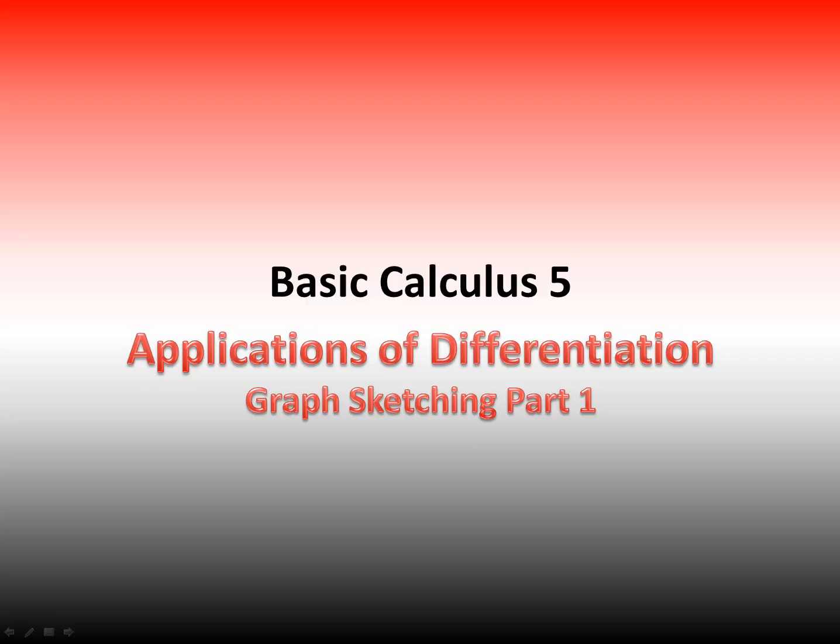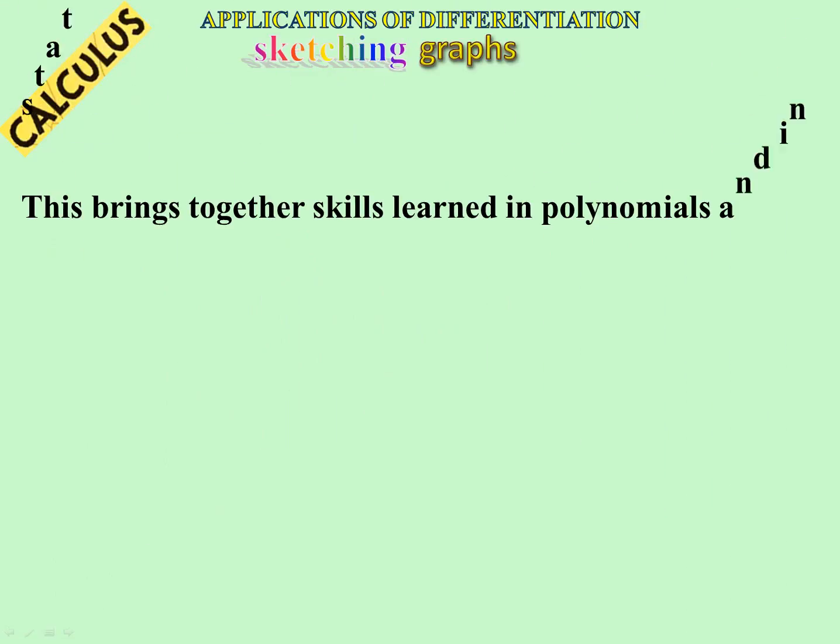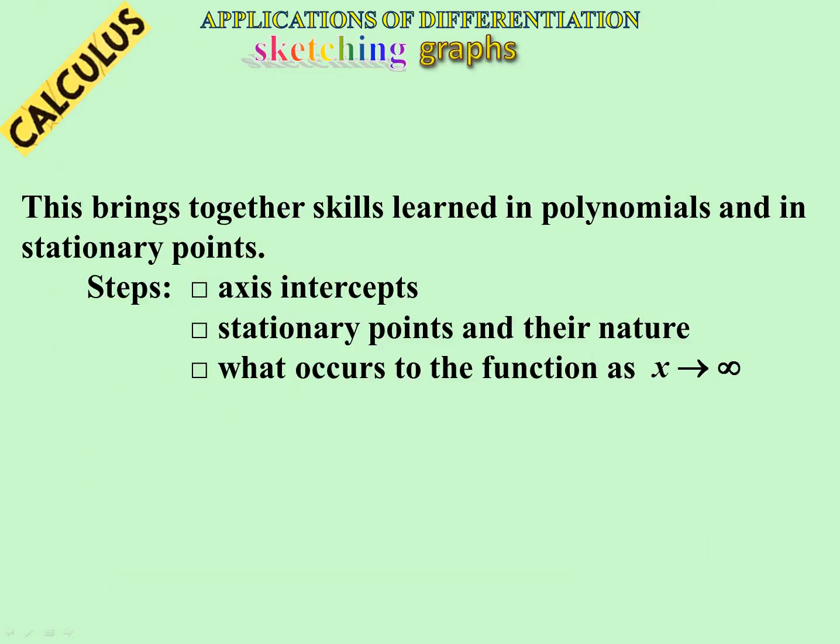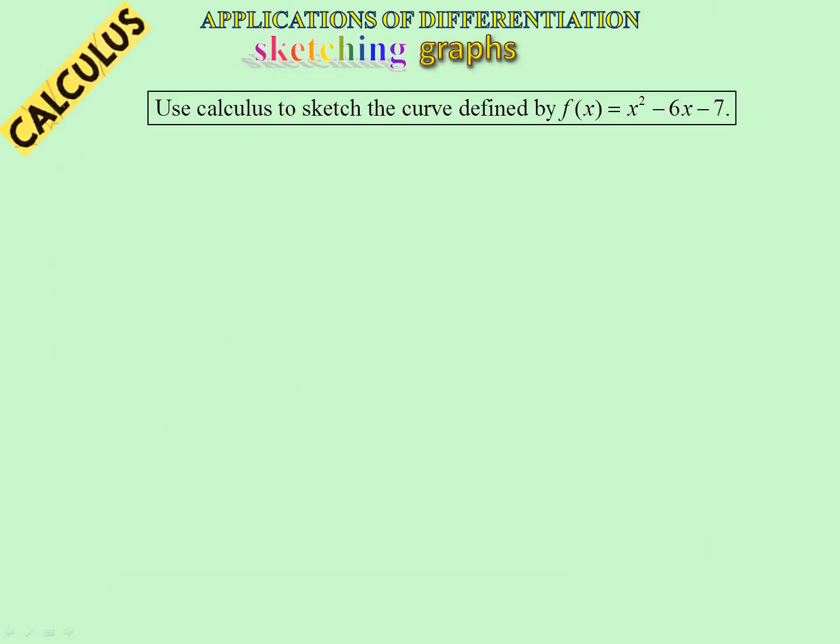Basic Calculus 5, Graph Sketching, Part 1 of 4. We're going to bring everything together. Let's start with a simple parabola. We know how to sketch this algebraically. We're going to use algebraic methods in the main, but we're going to use calculus to find the turning point. Just a bit of practice on a simple one.